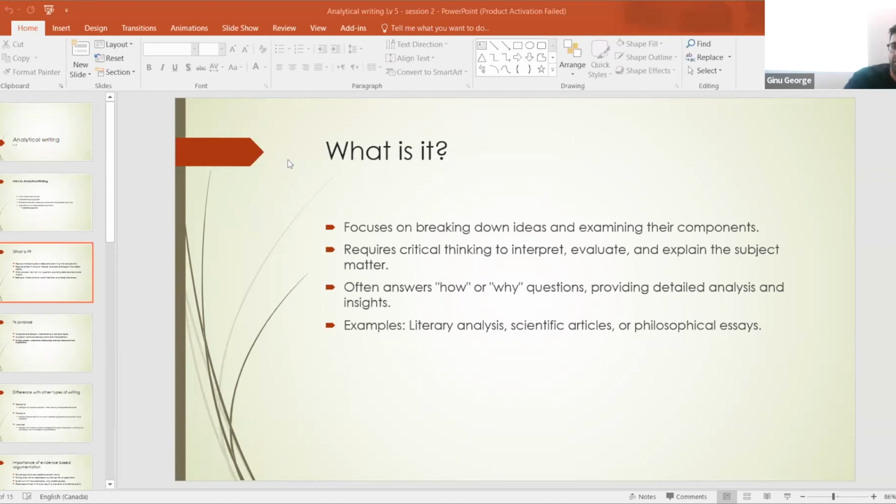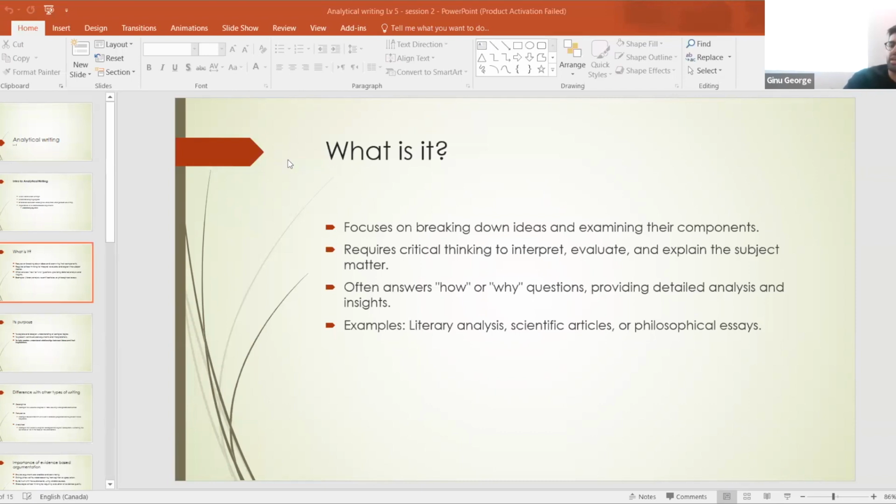And some examples are like literary analysis, like if you're gonna analyze, I don't know, some part of a Shakespearean play or something, right? By looking into its different literary components. That's a kind of analytic writing, or scientific articles like the one we looked at last class, or philosophical essays, okay? And we're going to look at one today, okay? Okay, so those are the sort of common descriptions you'll find of this kind of writing, right?